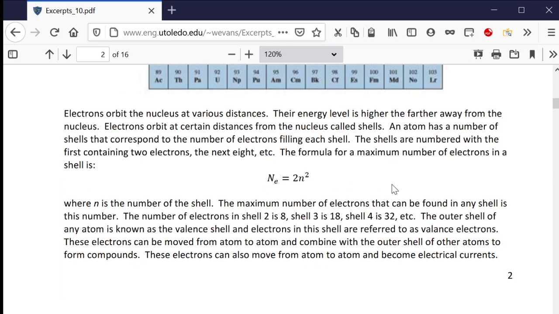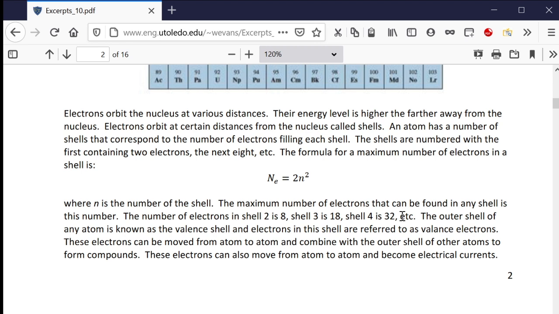So the energy level is higher the farther away from the nucleus. Electrons orbit at certain distances from the nucleus called shells. An atom has a number of shells that correspond to the number of electrons filling each shell, and the maximum number of electrons in each shell is 2 times n squared, where n is the number of the shell. So the first one would be 2, the next one would be 2 times 4, which is 8. So the first shell is 2, the next is 8, the third shell is 18, the fourth shell is 32.